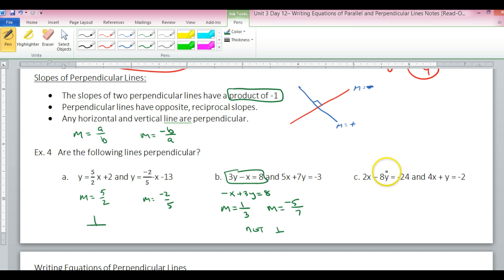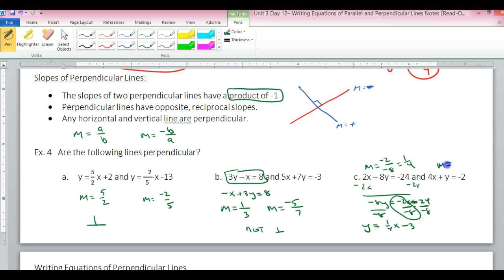And the last one, I could say the slope of this is the opposite of a over b, which simplifies to 1/4. Okay, the other way to find it is to subtract 2x from both sides. Negative 8y equals negative 2x minus 24. And divide everything by negative 8. When I do that, I get 1/4 x minus 3. But I think that's a lot more work. I think it's a lot easier to just use the opposite of a over b.